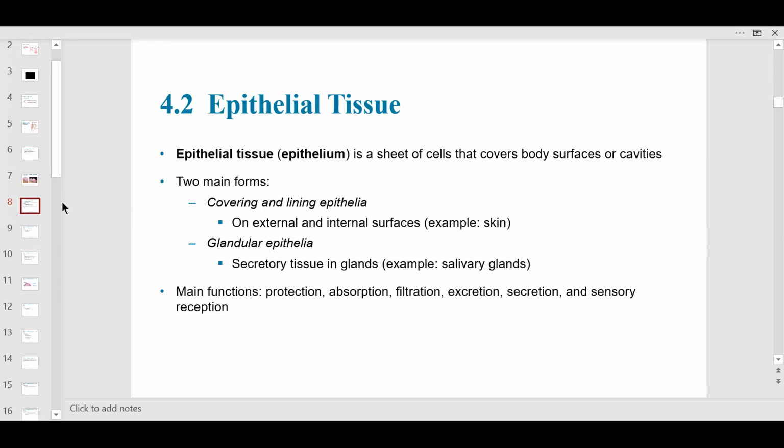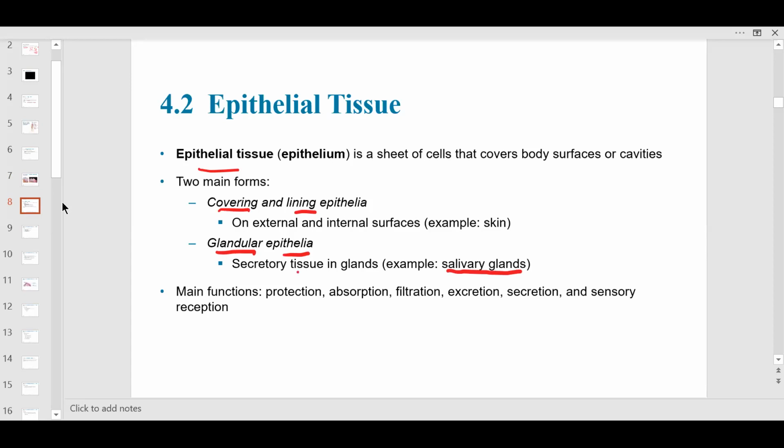So epithelium, two main forms, the kind that covers and lines, and then there's a secretory, glandular. All right, so know the difference between, I'm going to ask you this on the exam, the difference between endocrine and exocrine. Endocrine, the glands secrete their products directly into the blood. That's why endo, into, within. Exocrine is like a salivary gland, which secretes things into a duct or a tube or out of the body.